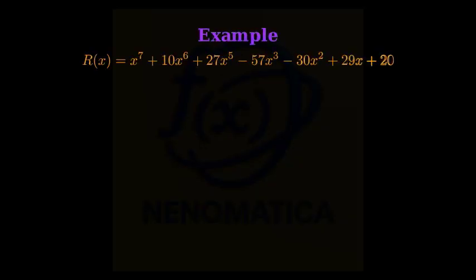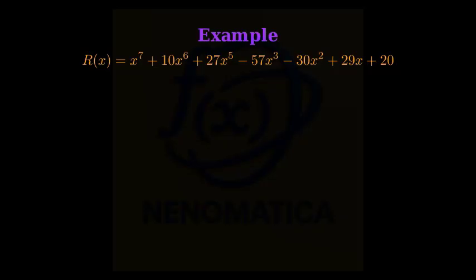In this lesson, we will find the zeros of a 7th degree polynomial. Example, we are given r of x equals x to the 7th plus 10x to the 6th plus 27x to the 5th minus 57x cubed minus 30x squared plus 29x plus 20. Our goal is to solve for the zeros using a provided factorization. Then read the roots from those factors.